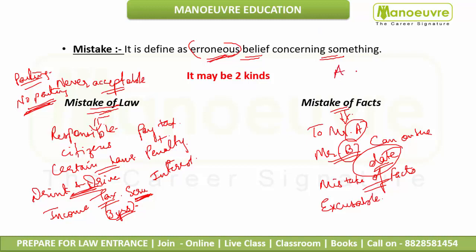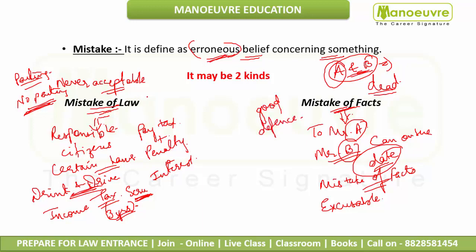Okay, if A and B are dealing about the horse, correct? But while they were dealing, A, the owner of the horse, does not know that the horse is dead. So if he is dealing, later on he can plead it is a mistake of fact. Mistake of fact is always a good defense, whereas mistake of law is never a defense, guys.